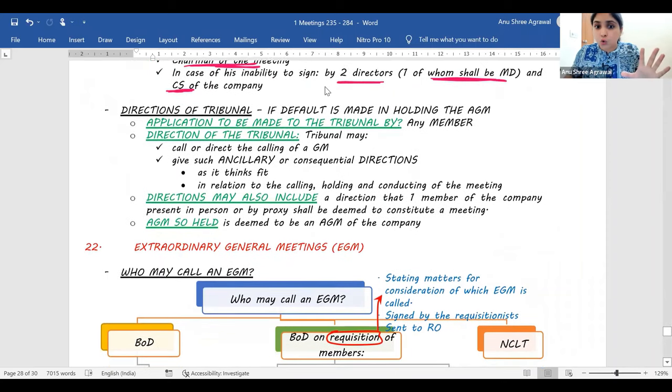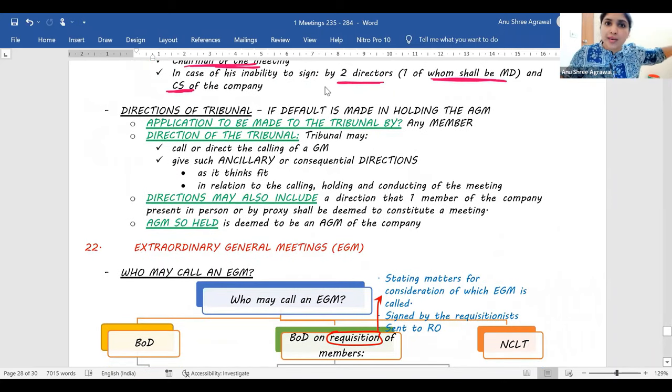In case we are not holding the AGM, then anybody can go and complain to NCLT. NCLT will order the company to hold the AGM. If NCLT is ordering the company to hold the AGM, NCLT will give its own directions. In those directions, NCLT can also say that just one member present, that itself is quorum, go ahead. NCLT can give any directions. NCLT can also say that quorum is just one member.